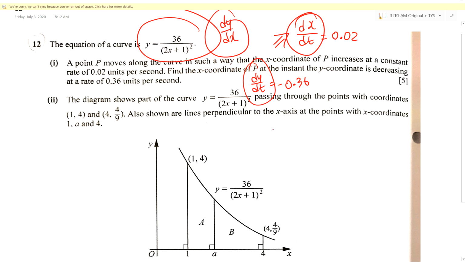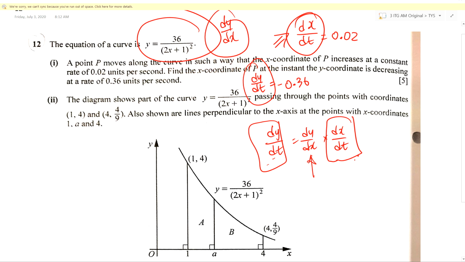So with practice, we realize that with trial and error after practicing, we get dy dt is dy dx times dx dt. This is a constant. This is a constant. These are numbers. Here we have a variable x, meaning after you do a substitution, you have one equation, one unknown. That's what they want you to find, the x coordinate.